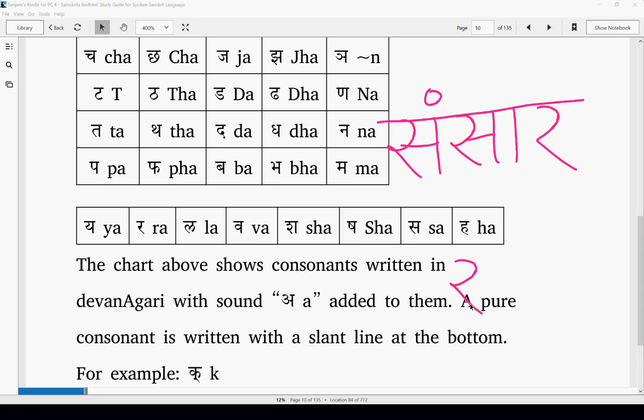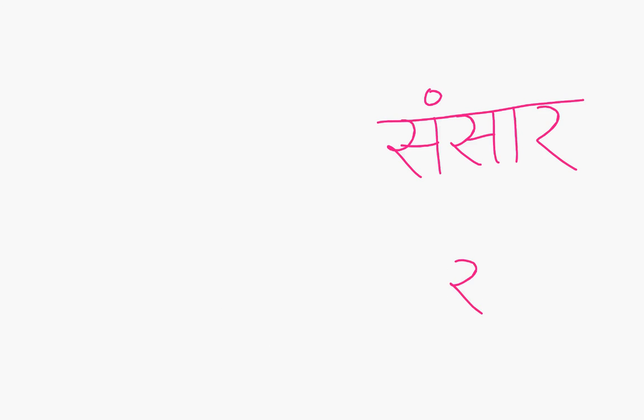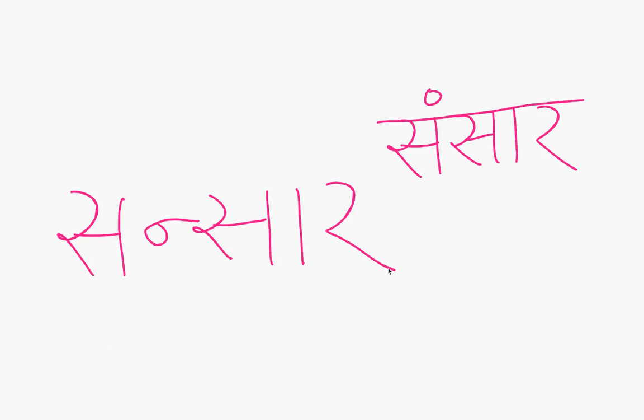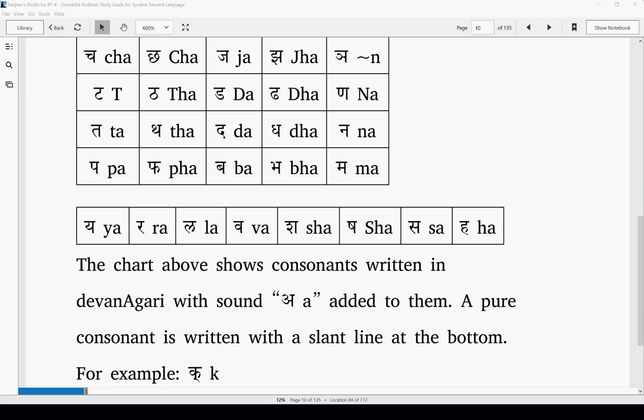It should not be sansara. Many times this is incorrectly pronounced. I have heard it, not by students, but generally in lectures and elsewhere, just because of different backgrounds, like sansar. But it is samsara, samsara.